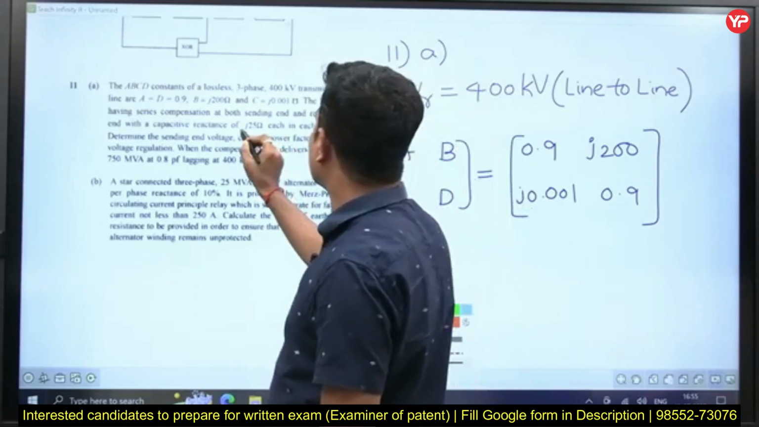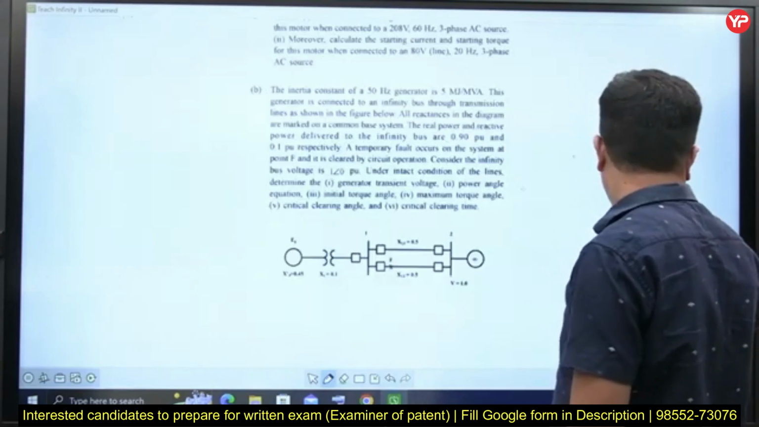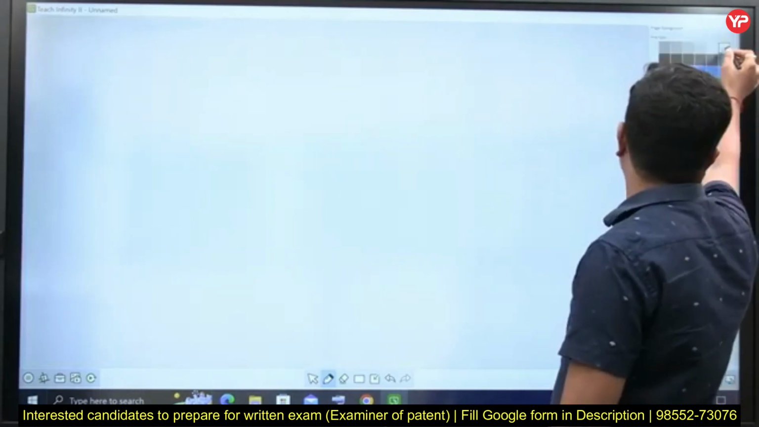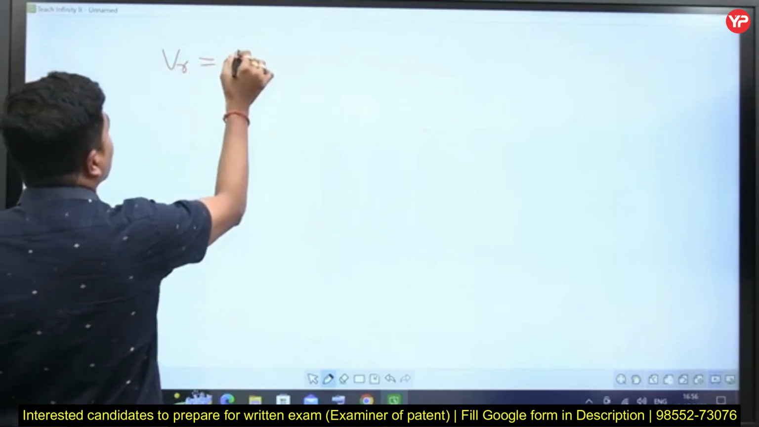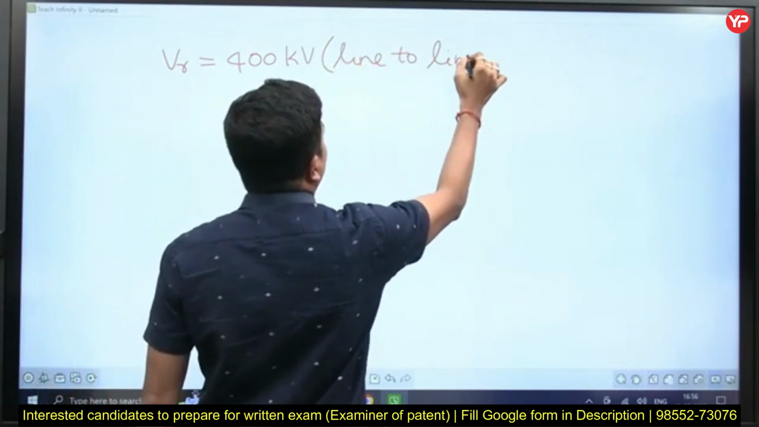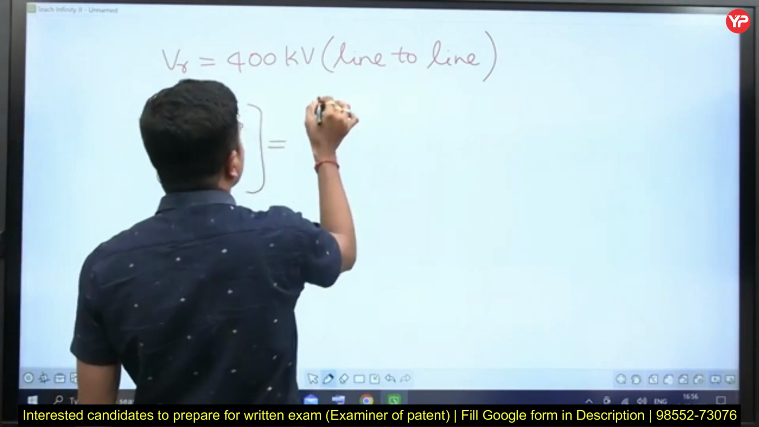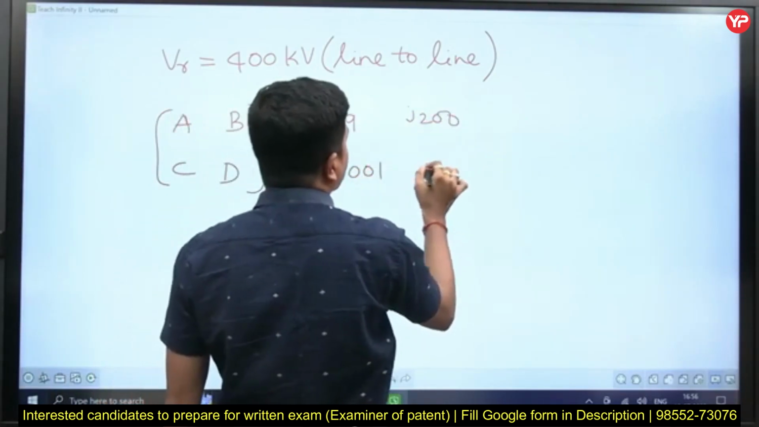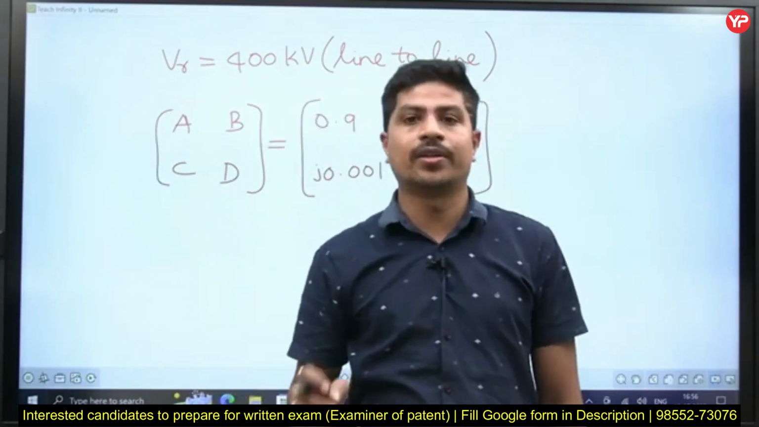This paper is the 2018 descriptive paper. Let's take white pages and we solve there. Observe here, all of you. This is the given data. He gave the receiving end voltage as 400 kV, and this is line to line. And the ABCD constants are 0.9, J200, J0.001, 0.9. And he is saying that the transmission line is having series compensation at both the ends.